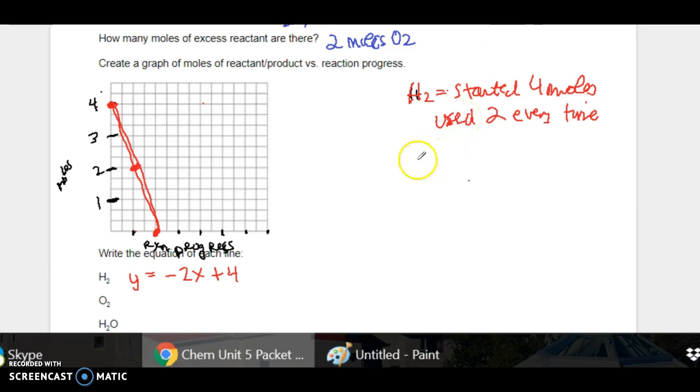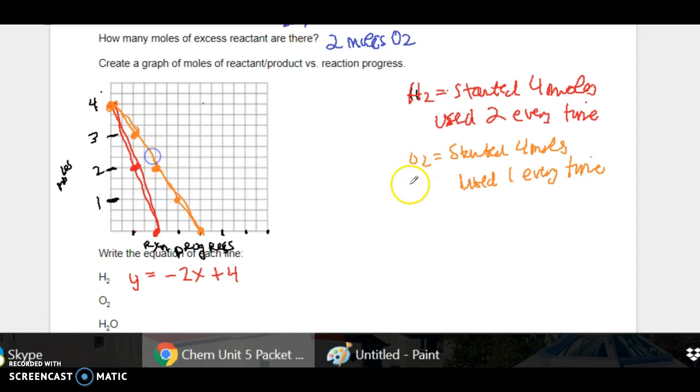Okay, let's look at the oxygen. The oxygen also started with 4, but it only used 1 every time. That's from the coefficient in the equation, the 2, 1, 2. So the oxygen also starts at 4, but every time the reaction happens, it's only losing 1 mole. This is really hard to draw, so its line is going to look like this. In an equation, I would say y equals negative 1x plus 4, because it's only losing 1 every time, and it started with 4.